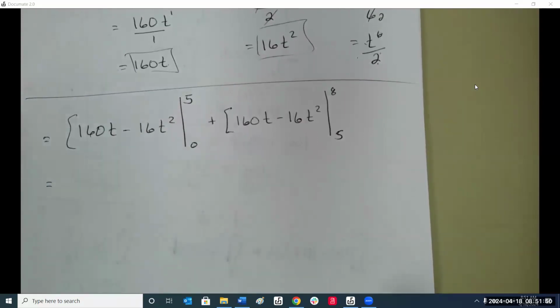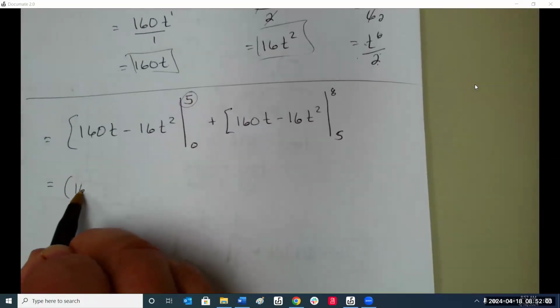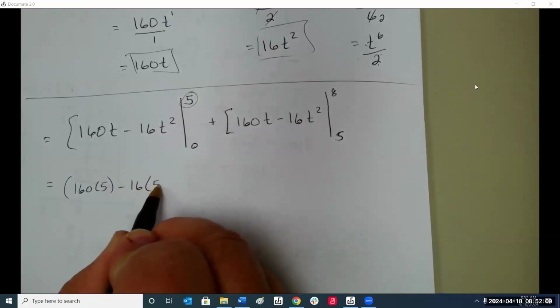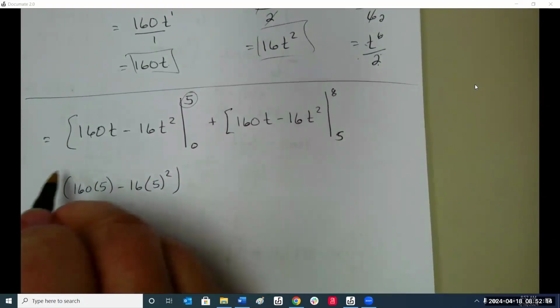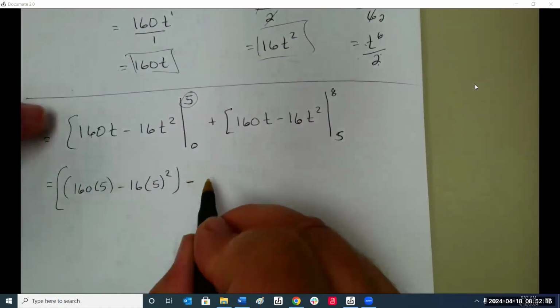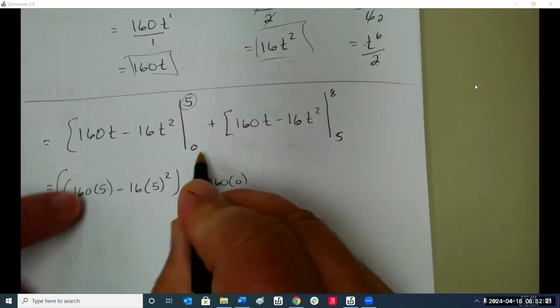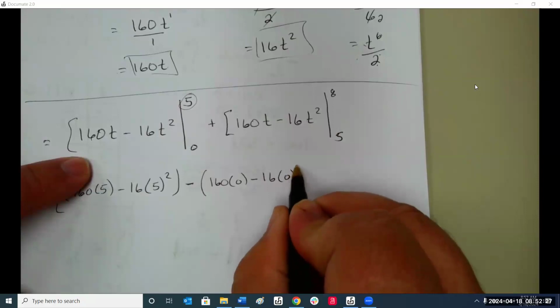So far, any questions so far? I'm doing it in pieces. Because you can take any polynomial, if it's separated by plus or minus, you can make them into as many pieces as you have. So now, put the top number in there. So we have 160 times 5 minus 16 times 5 squared, minus 160 times the lower bound 0 minus 16 times 0 squared.